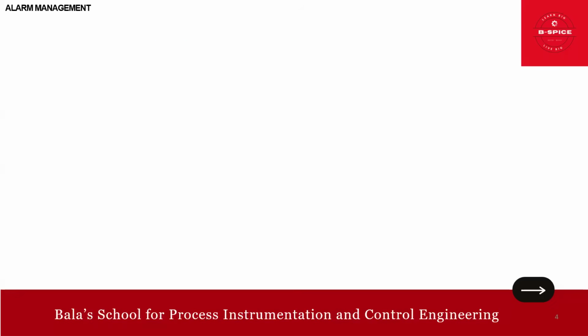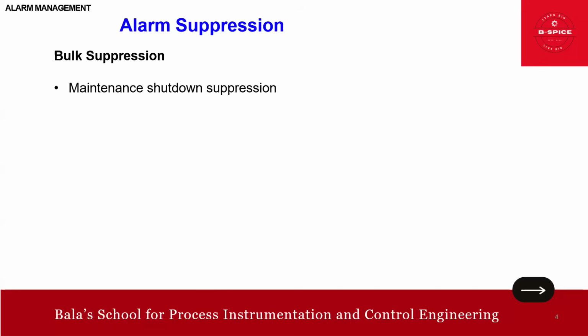Now I'll get on with bulk suppression. As you know, friends, bulk suppression masks a large number of alarms in one operation and may require manual intervention and authorization to initiate the activation. So bulk suppression means masking a large number of alarms. There are four main approaches. Let's see them one by one.